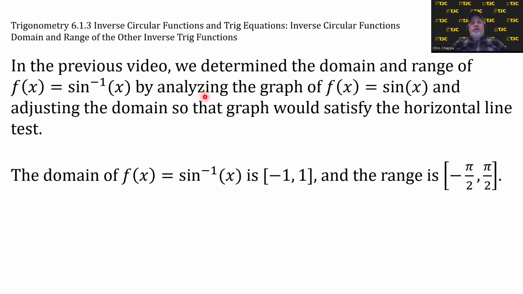In the previous video, well, 2 videos ago, we determined the domain and range of f of x equals sine inverse of x by analyzing the graph of f of x equals sine of x and adjusting the domain so the graph would satisfy the horizontal line test. The domain of f of x equals sine inverse of x is -1 to 1 inclusive, and the range is negative pi over 2 to pi over 2, again, inclusive, meaning including the endpoints.